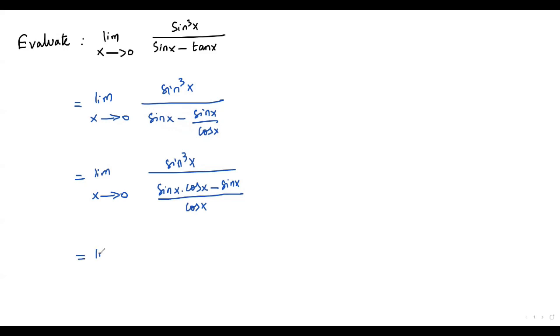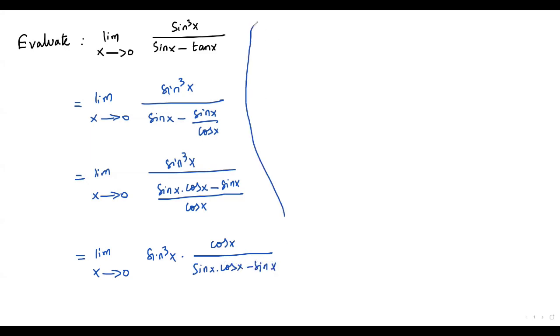Now let me continue with the next step. Limit as x approaches 0. Now I'm writing the sine cube x as it is, times, now I change this division as multiplication. When I change the division as multiplication, I have to take the reciprocal of the fraction. So when I take the reciprocal, I'm getting cosine x over sin x times cosine x minus sin x. So limit as x approaches 0, sine cube x times cosine x over.